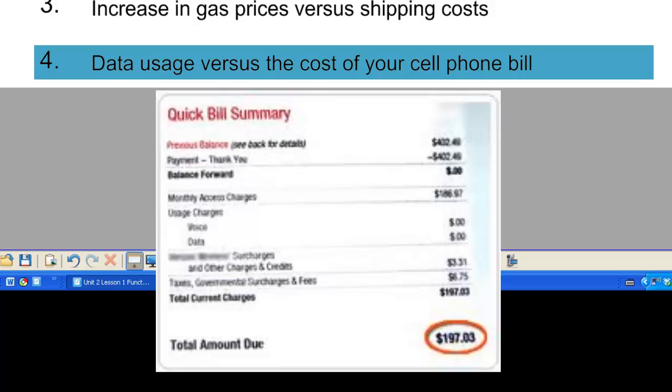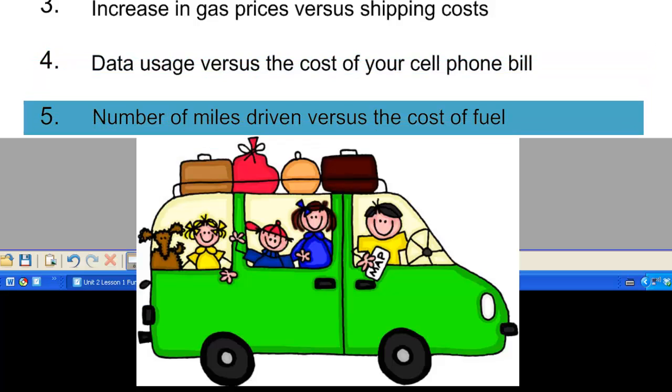Some of you might just have a flat fee that you pay each month and you have unlimited data usage. Others of you might be limited to 4 gigabytes, or maybe you share with your family. And I'm sure if you go above that, your parents will say something to you because the cost of your cell phone bill is going to increase once you exceed the amount of data that you've used on your phone.